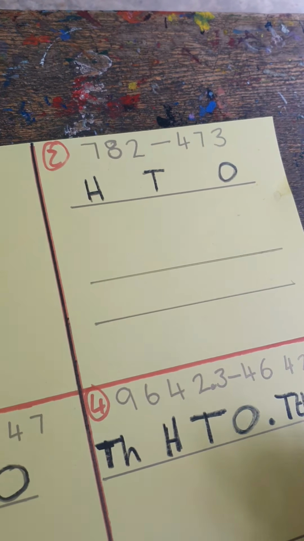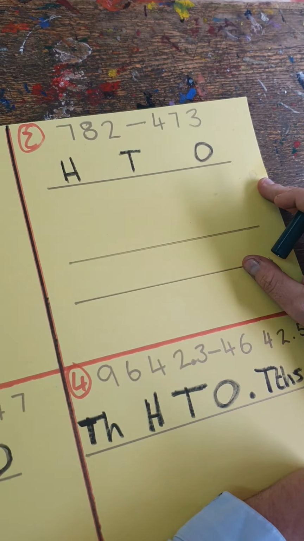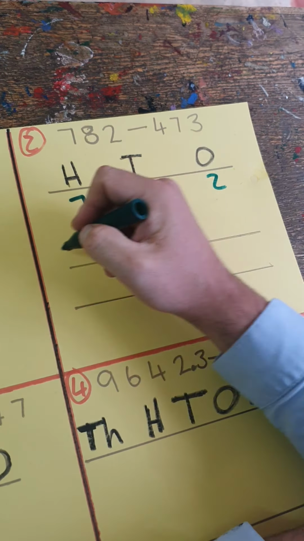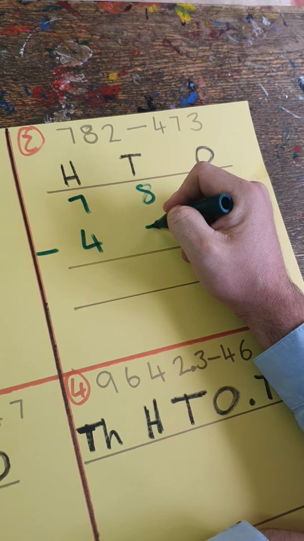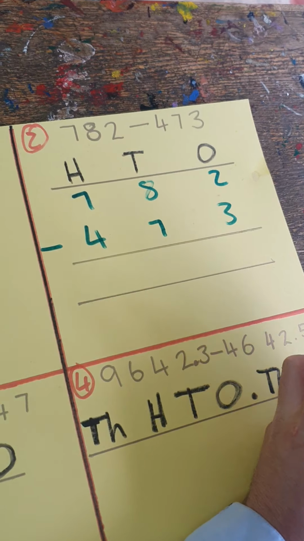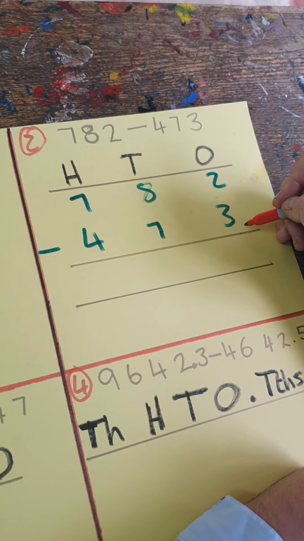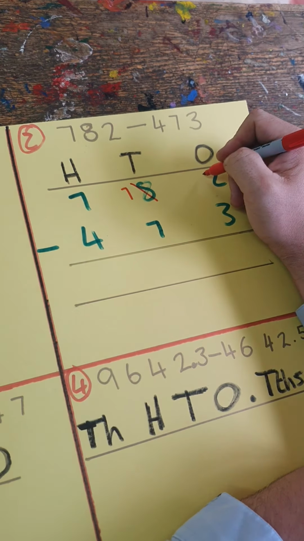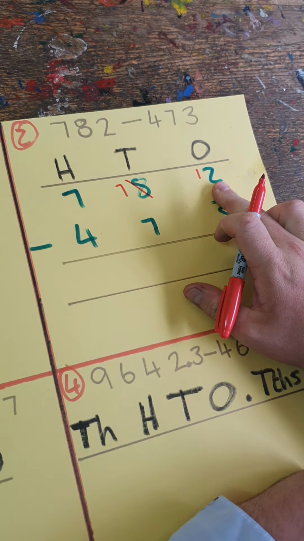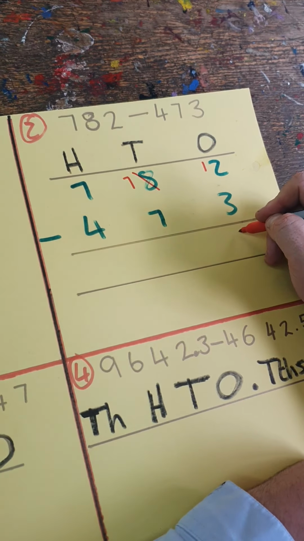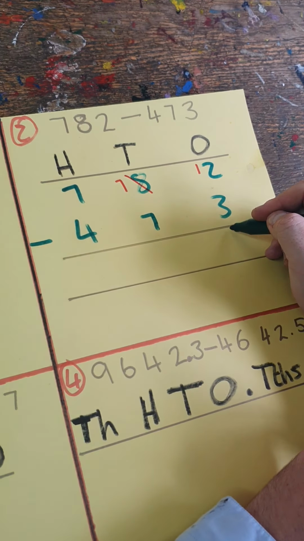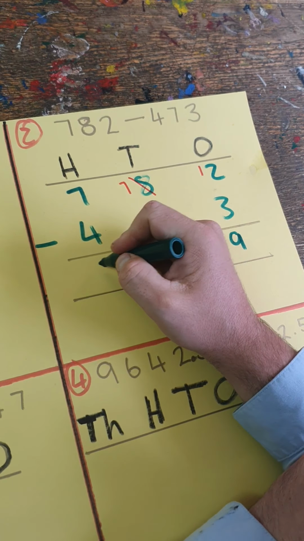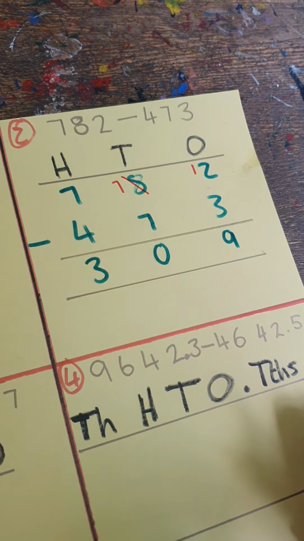Okay, so if we come over here, exactly the same again, but with slightly larger numbers. 782 take away 473. Now, again, I can't do 2 take away 3, so I have to steal one from this side. So my 8 becomes a 7, and the one that I've stolen becomes over here. 12 take away 3 is, again, 9. 7 take away 7 is 0, and 7 take away 4 is 3, so our new number is 309.